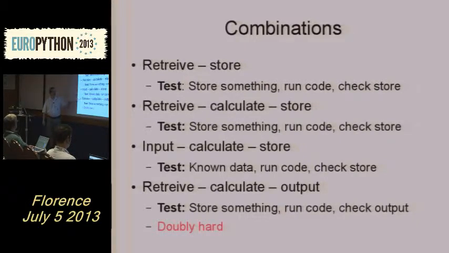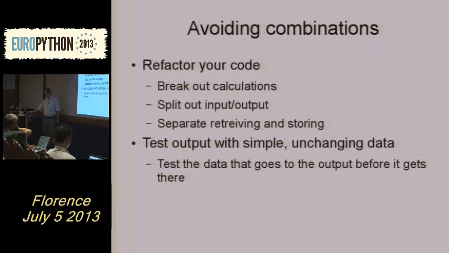Then you get combinations of all these, because your code is never divided into the five little bits. And this is actually where testing becomes more difficult, because you have all these different cases, and you may have long series of what you're doing. Especially this one, where you retrieve some information from inside the system, you do a calculation, and then you do your output. This becomes a very complicated test. Indeed, it becomes so complicated that we want to avoid it.